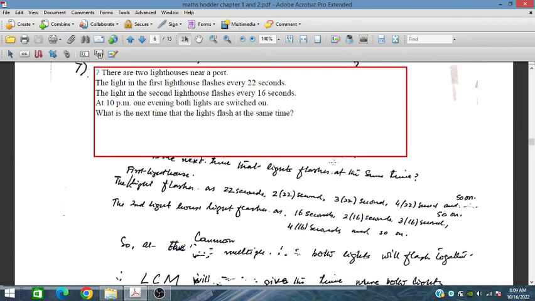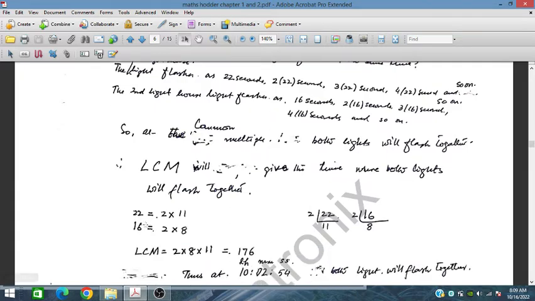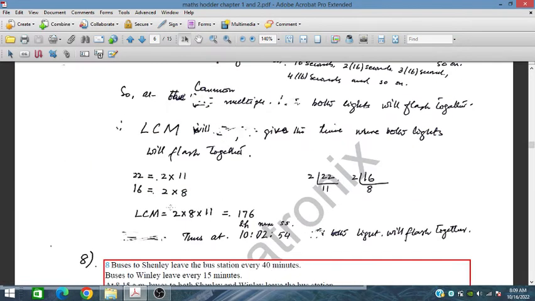And we will show how it will work. This is 22 and 16. So for 22, the prime factorization is 2 into 11, and then 16 is 2 into 8. So the LCM is 176.